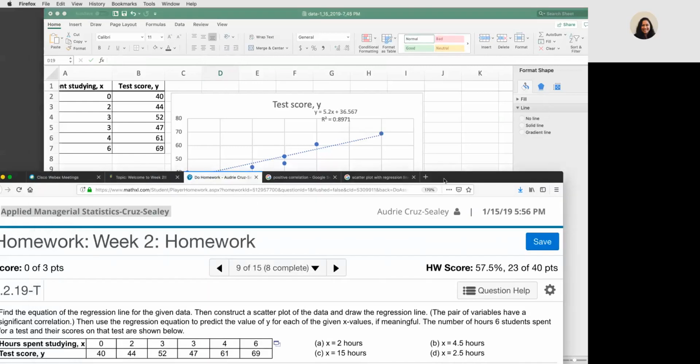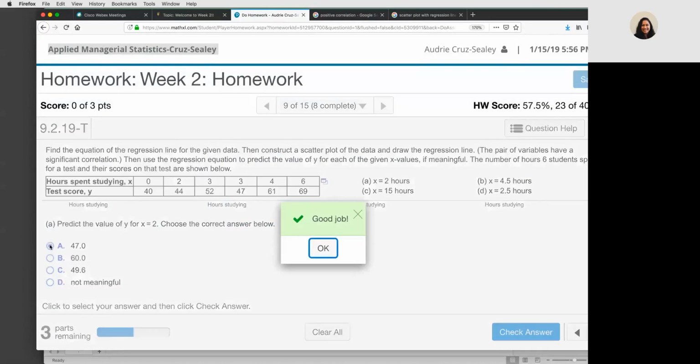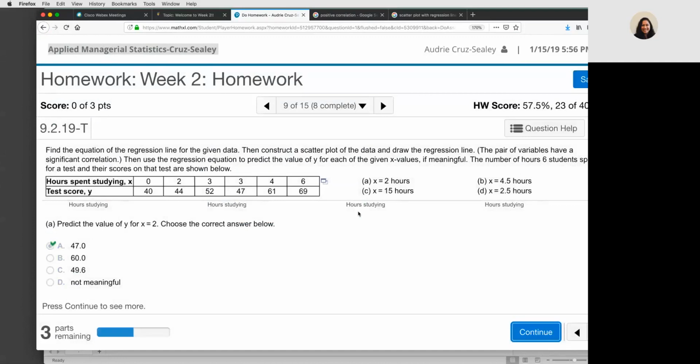So when I come over here to the homework, 46.97, it wants us to come close to the value. So isn't 46.97 close to 47? Is everybody okay with that? Because it's an estimation. Remember, I told you regression lines are used for predictions. So if it's rounded to a whole number, then the answer would be 47.